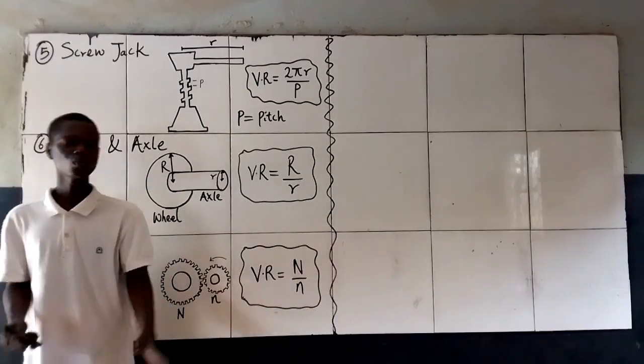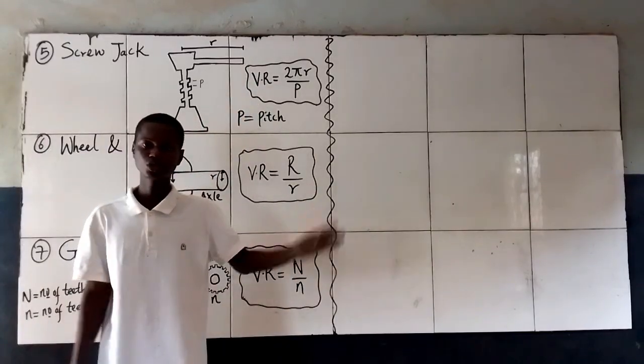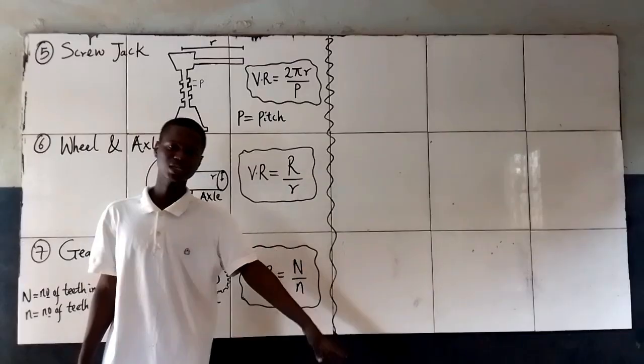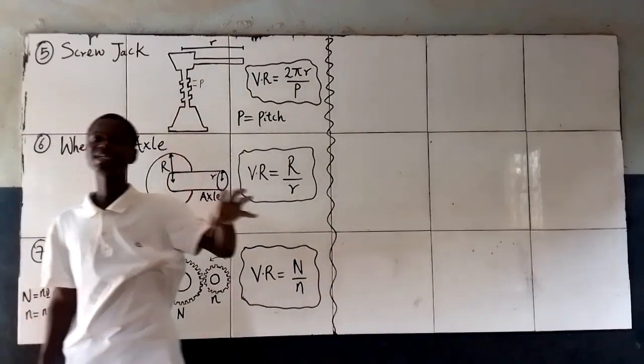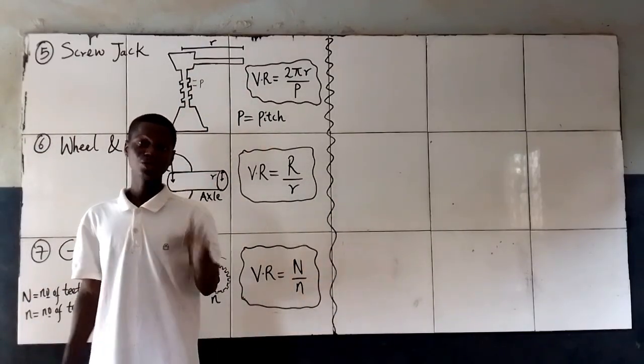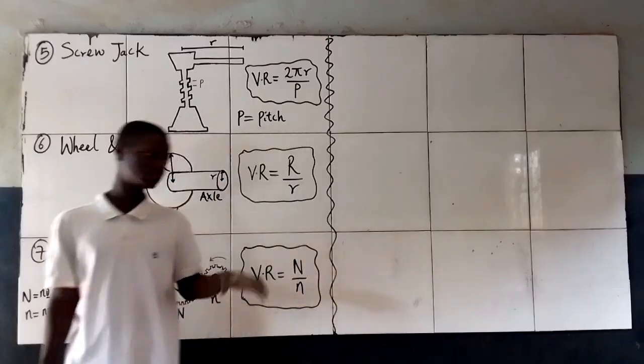Now, like I said, once we are able to calculate the velocity ratio, if by chance we are given the efficiency of this screw jack, we can get the mechanical advantage using the formula for efficiency. That's how it works.